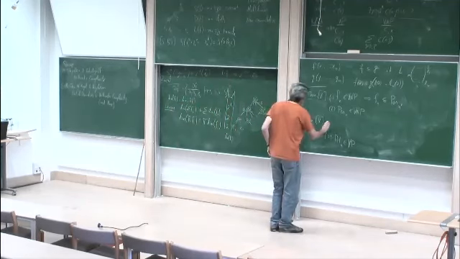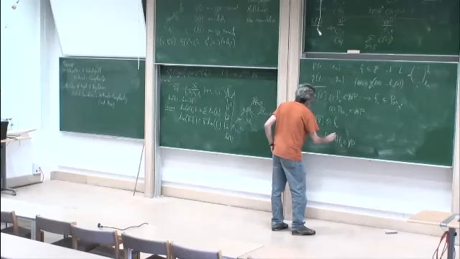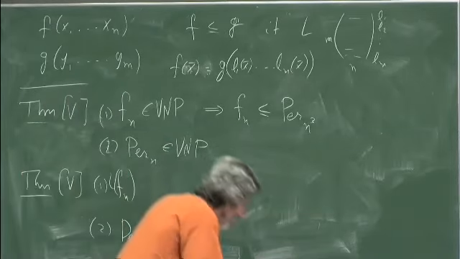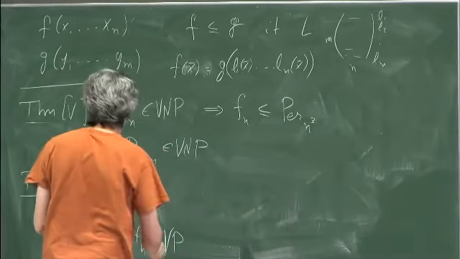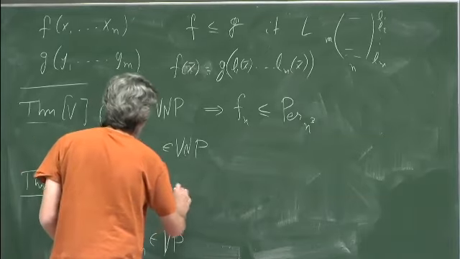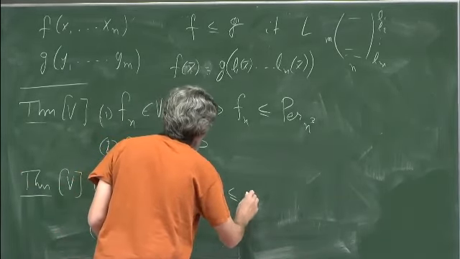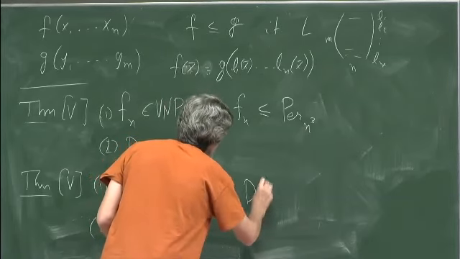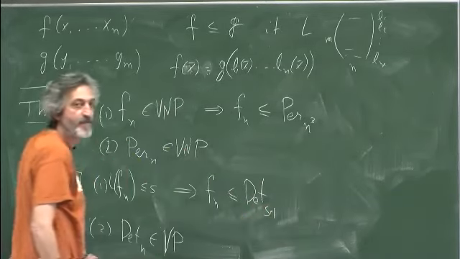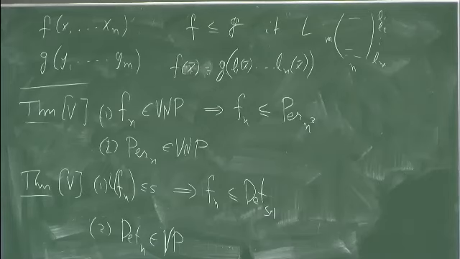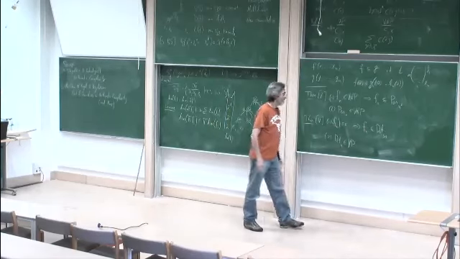So if L of f_n, the formula size, is at most s, then f_n reduces to the determinant of size s plus 1. So anything for which you have a small formula, you can project to a determinant of the same size. This is not difficult. This I recommend as a nice exercise.